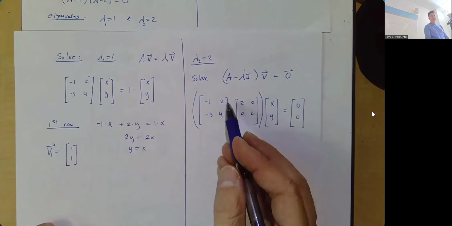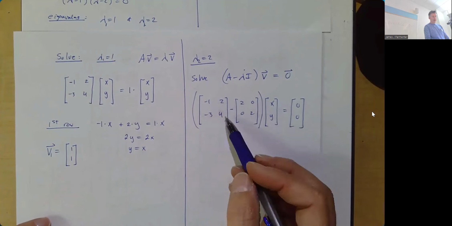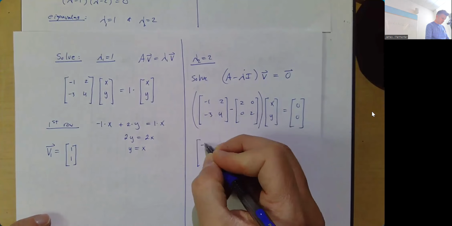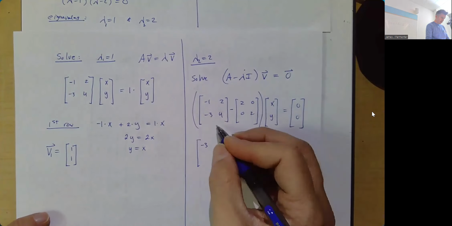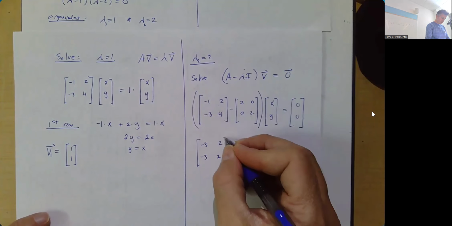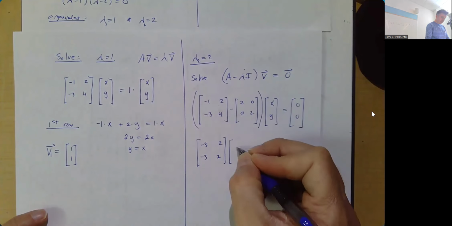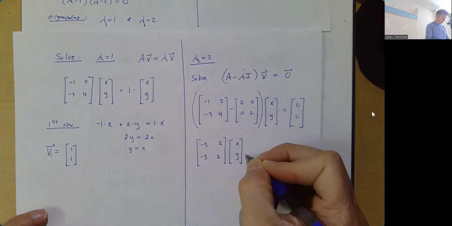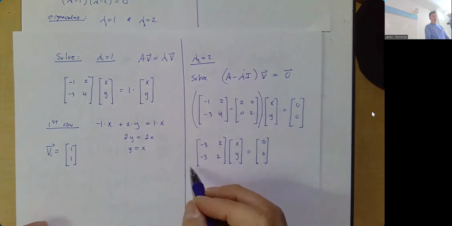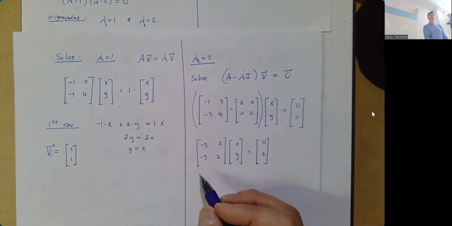And then, of course, we should have just skipped writing it this long way and written it as -1 minus 2, and 2 minus 0, and -3 minus 0, 4 minus 2. The thing that I think is kind of nice about doing it this way, even though it's not my preferred way of doing it, is when you do it this way, you typically get that both rows are the same or multiples of each other.